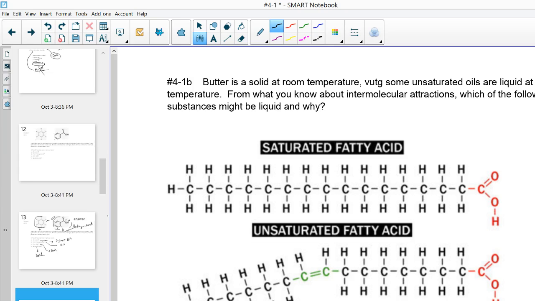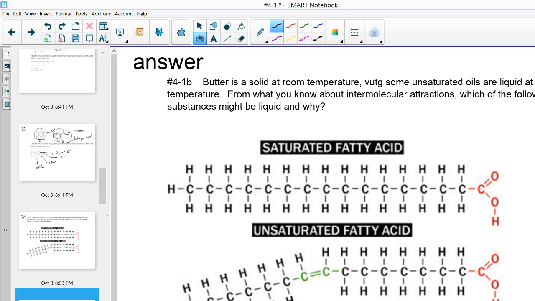Take a moment, read the question. Butter is solid at room temperature, but some unsaturated oils are liquid at room temperature. From what you know about intermolecular attractions, which of the following substances might be liquid and why? Alright, so here we know that sometimes we can get liquids.